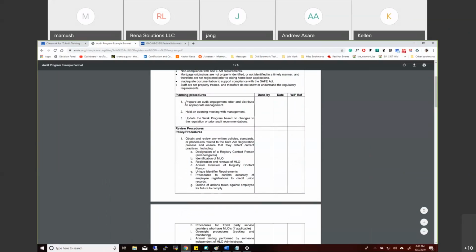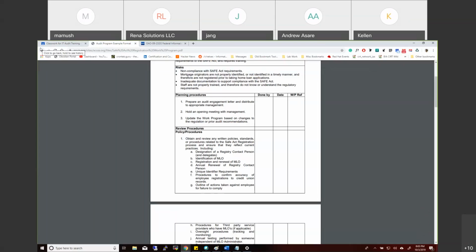For instance, in the planning, it tells you to prepare an audit engagement letter, distribute it to appropriate management, and fill out these sections: done by the person who did it, the date of when it was completed, and evidence that it was completed. Then hold an opening meeting with management. So this is the intent of an audit program. It's how you are executing your project. What steps are you taking to get the work done?